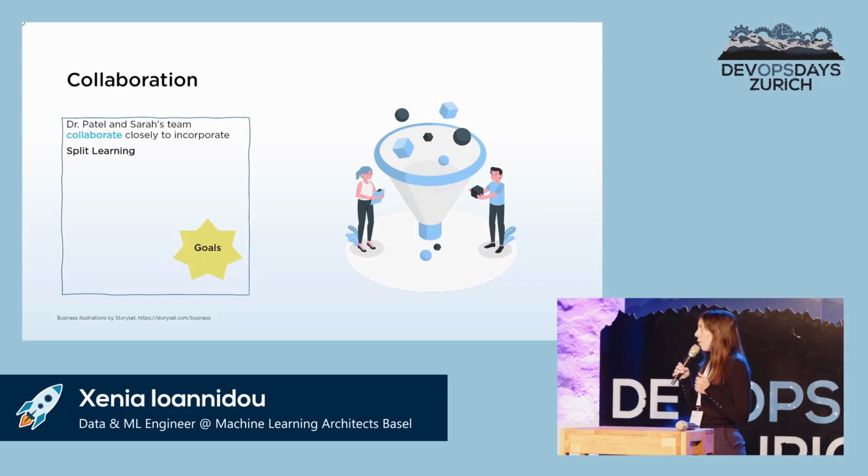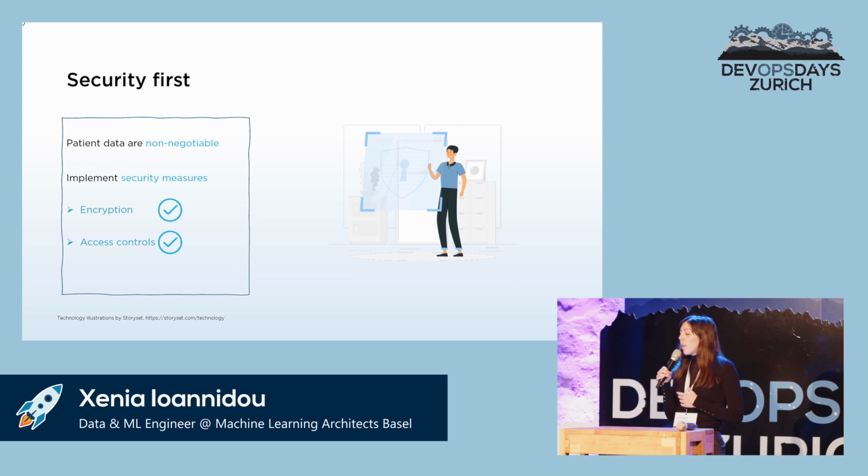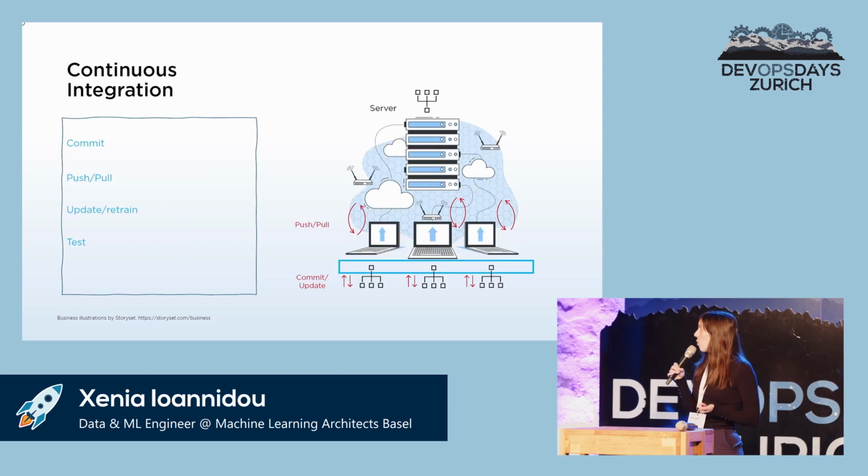So first important concept is collaboration. So the DevOps team needs to be very close with the stakeholders to define clear goals and business requirements for the end-to-end solution. Another concept, of course, is that they care about security and they are here to implement security measures to guarantee that our patient data are safe and private by implementing, for instance, encryption or access controls.